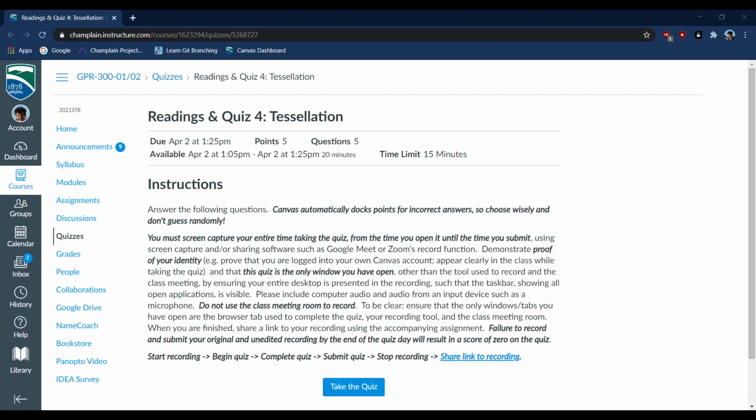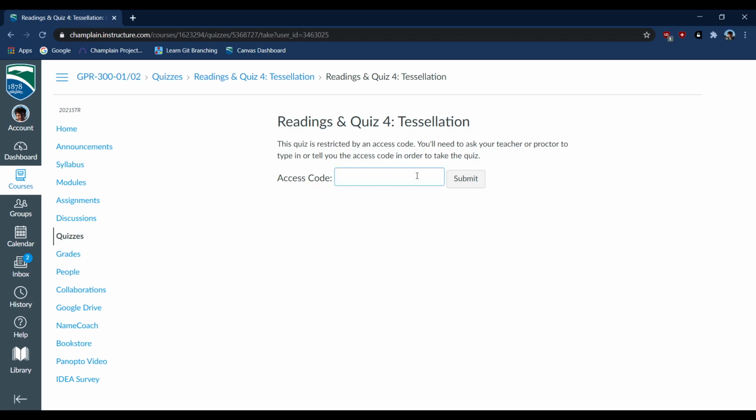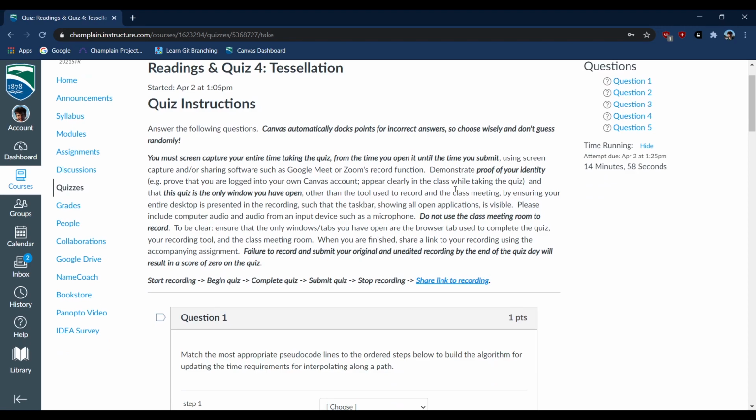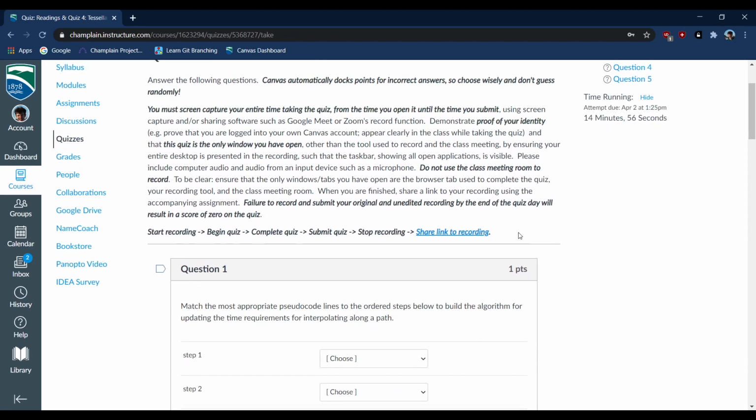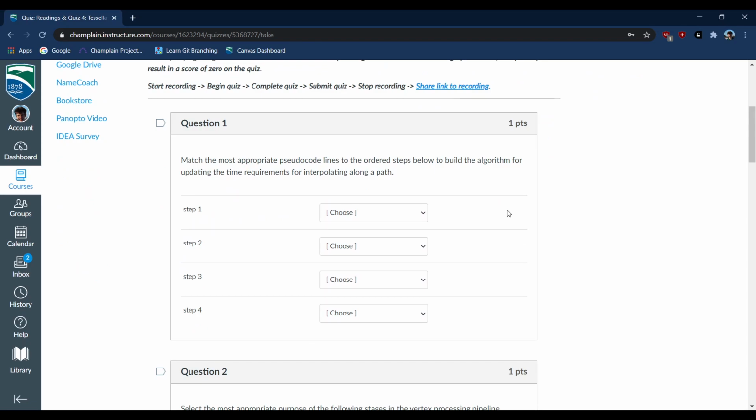All right, so here's the quiz. Let's see. Match the most appropriate pseudocode lines with the order to build an algorithm for updating the time limit requirements for interpolating on a path.